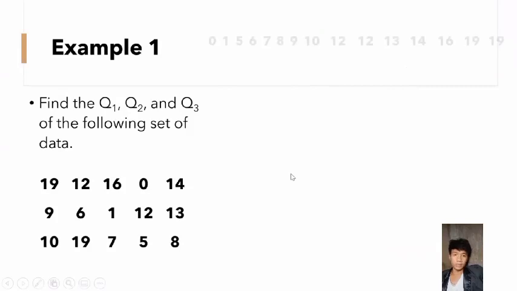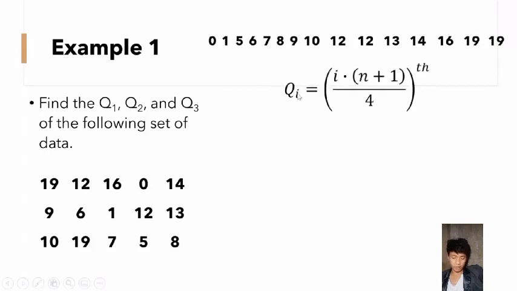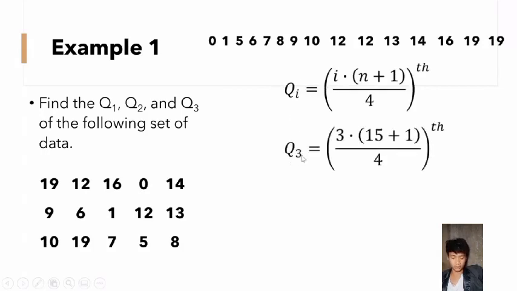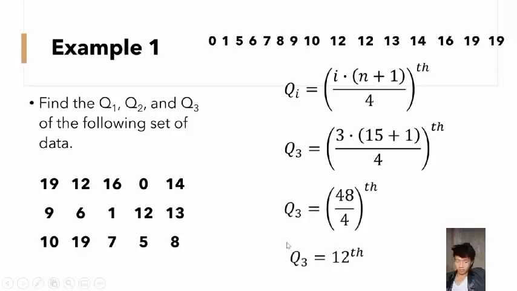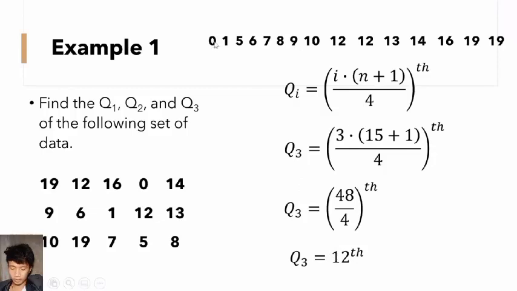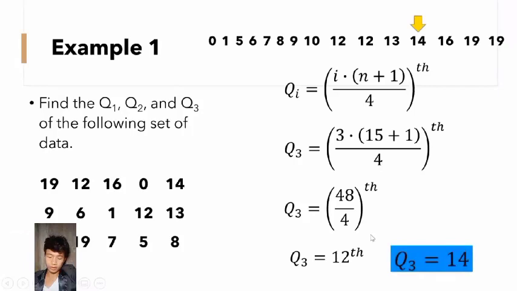So let's now find quartile 3. Again, arrange the data first. This time, our i is 3. So we have Q3 is equal to 3 times, we have 15 samples plus 1, so 15 plus 1 times 3, that is 48 over 4. 48 over 4 is 12. So quartile 3 is the 12th data. The 12th data, counting 1, 2, 3, 4, 5, 6, 7, 8, 9, 10, 11, 12, is 14. Therefore, quartile 3 is equal to 14.